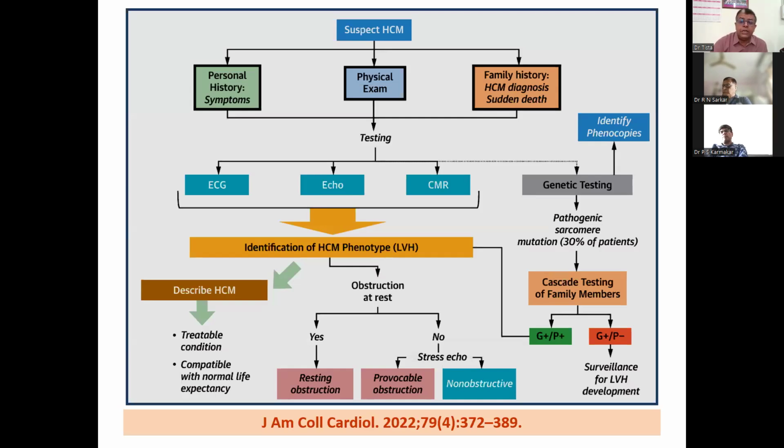We have ECG equals CMR for the diagnosis. Apart from this, parallelly, we have genetic testing. And if the genotype and phenotype both are positive, diagnosis is documented. If the genotype is positive and phenotype remains insignificant, surveillance is important. I think Indranil should discuss the case before we have comments from the audience.